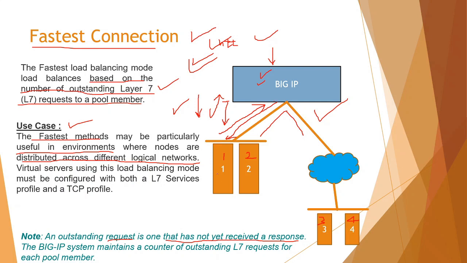Like, let's suppose you have multiple nodes, but two servers are in the head office and two different servers are in the branch office, connected via an MPLS cloud. So in this case, as the BIG-IP will wait for the response to decrease the counter value, it will be helpful for the BIG-IP appliance to decide where it needs to send the new request.